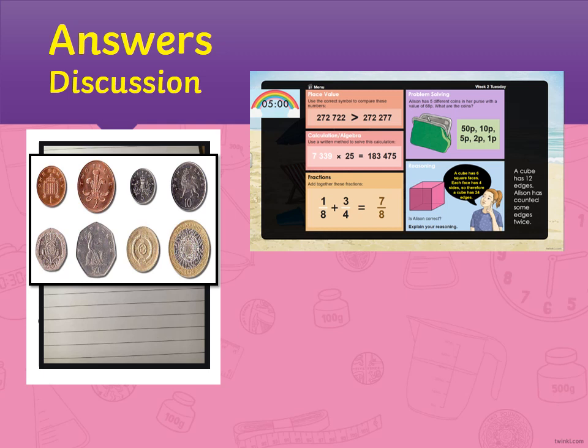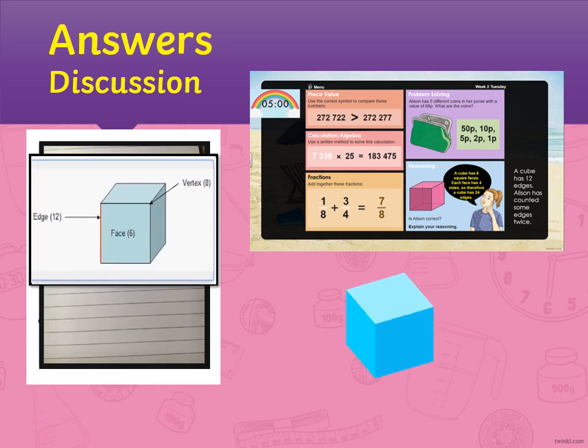For the reasoning, Alison says that a cube has 24 edges because she's multiplied the 6 square faces by the 4 sides on each face. But we know Alison's incorrect because she's counted the same edges twice.